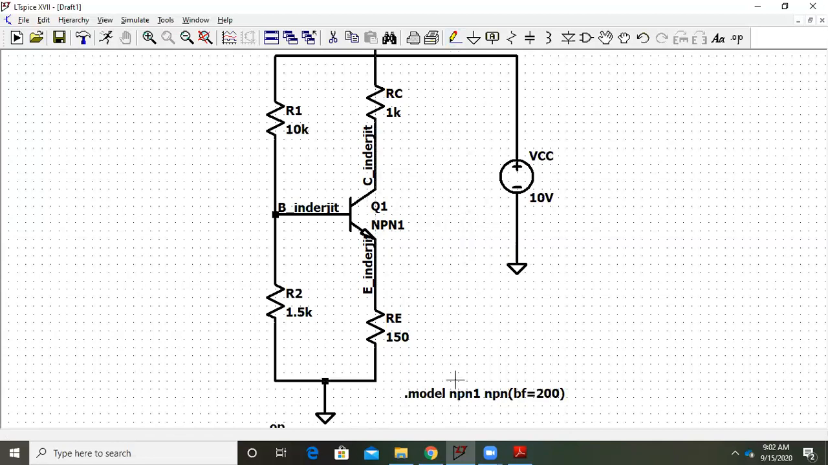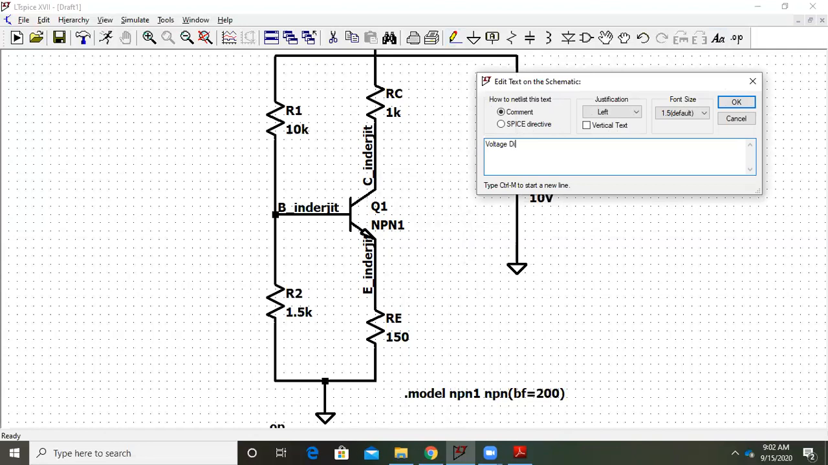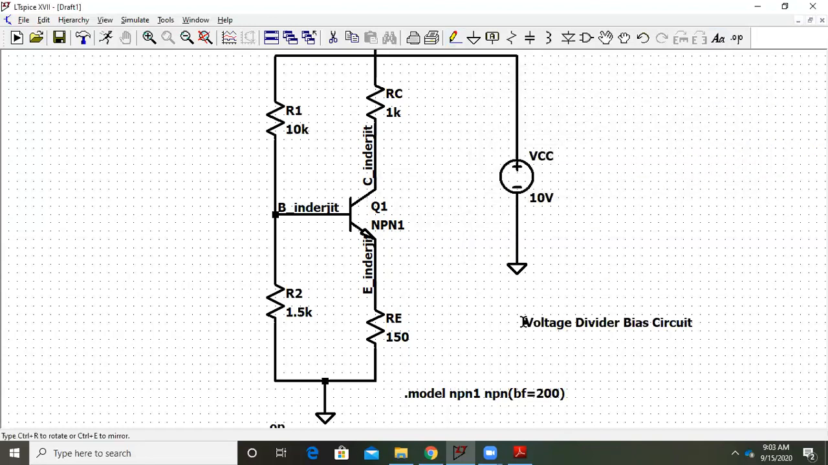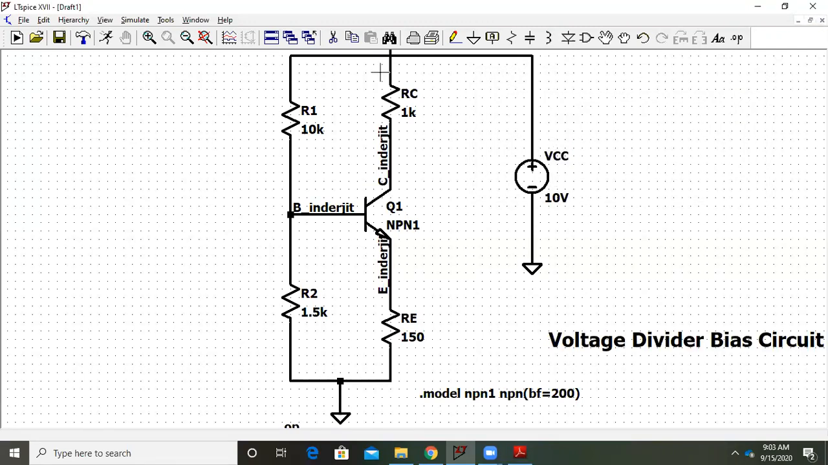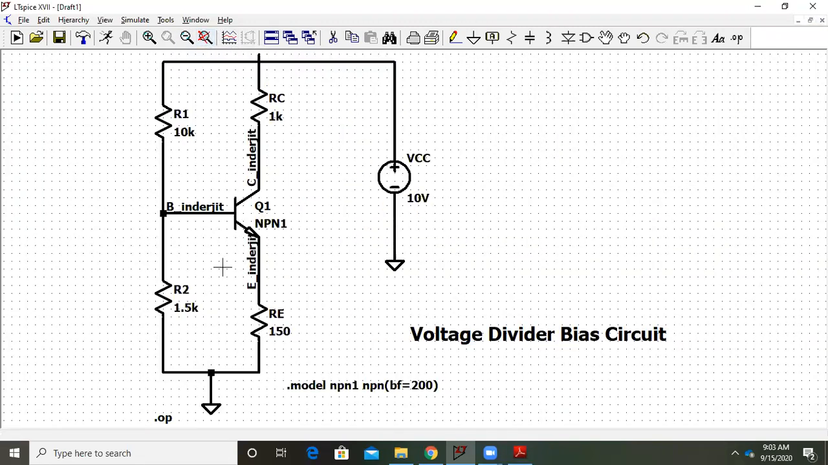And also rename the circuit that this is a voltage divider bias circuit. So you can type this is voltage divider bias, and you need to also write your name. I am not doing that now. Let me increase the font so that it's quite visible. So this is my voltage divider bias circuit, and I'm renaming the base terminal, collector terminal, and emitter terminal as B underscore my name, E underscore my name, and capital C underscore my name.